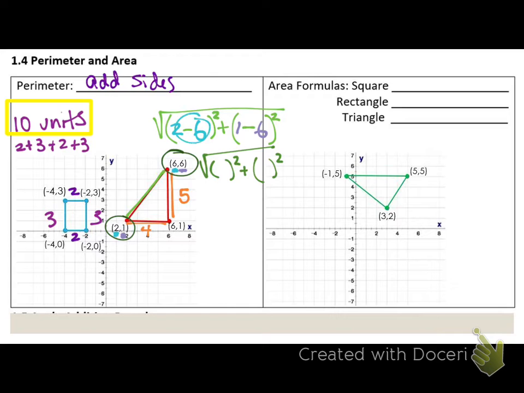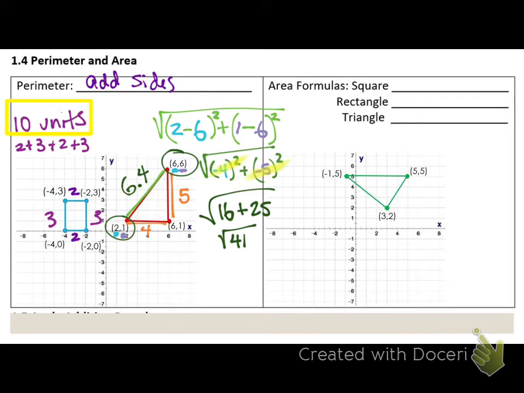All right, so what is 2 minus 6? Negative 4. And then 1 minus 6, negative 5. And then we're going to square. What is negative 4 squared? 16. Positive 16. And negative 5 squared? 25, which makes the square root of, which is 6 point something?